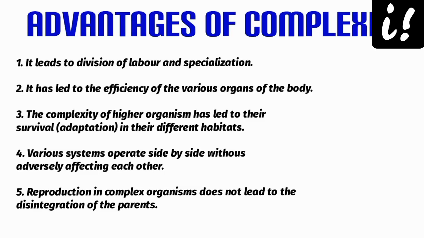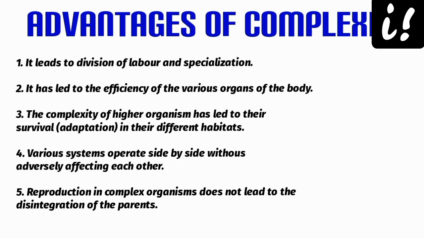Number one, advantages of complexity: it has led to division of labor and specialization of different cells, tissues, and organs. It has led to efficiency of various organs of the body. Complex organisms are able to survive and adapt to their environment. Various systems operate side by side without affecting each other, and reproduction in complex organisms does not necessarily lead to the disintegration of the parent cell or the parent organism.